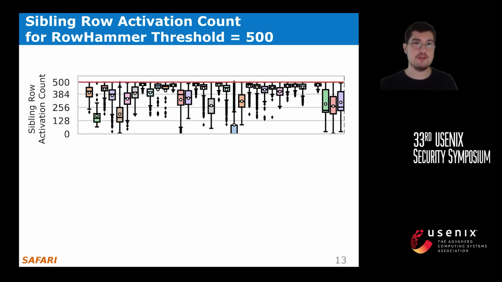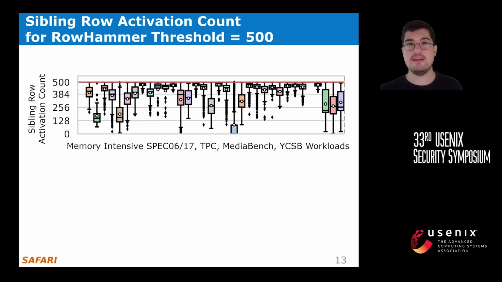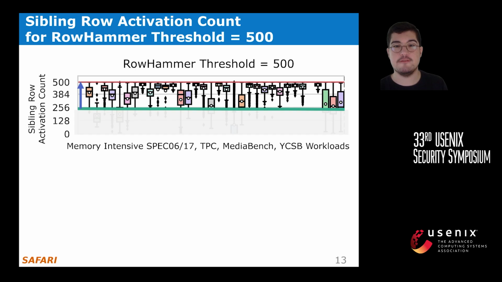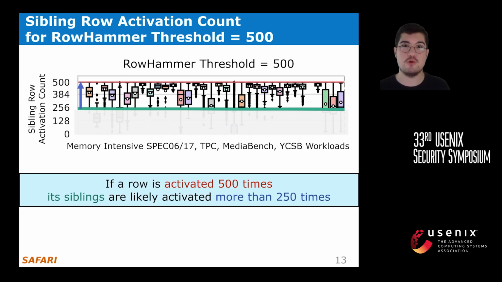Now, this plot pictorially depicts our key observation across many tested workloads. I will not explain this in detail in the interest of time. When a row gets activated RowHammer threshold times, which is 500 for this figure, we record the activation counts of each of that DRAM row's siblings. And each box in this plot shows the distribution of sibling rows' activation count for a tested workload. Above the horizontal green line in the figure shows that if a row is activated RowHammer threshold times, its siblings are activated more than half the RowHammer threshold times.